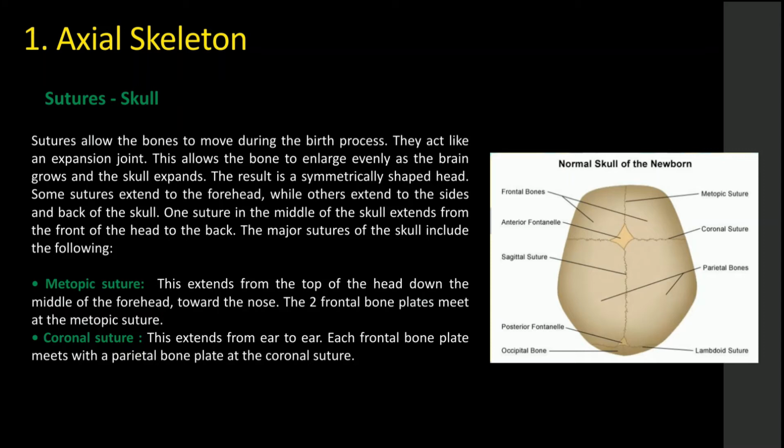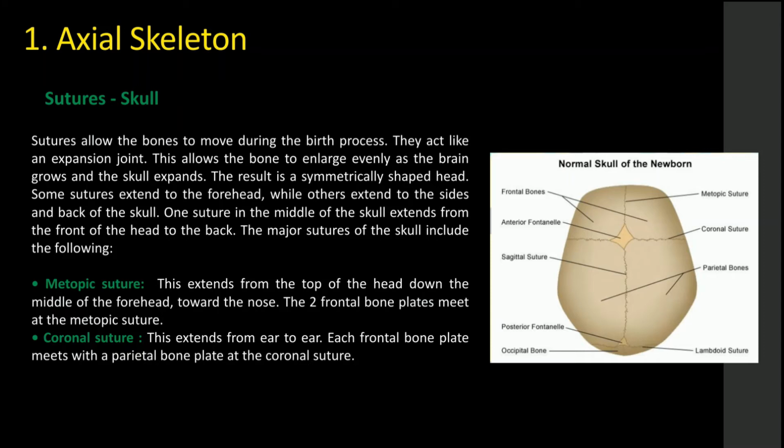They act like an expansion joint. This allows the bones to enlarge evenly as the brain grows and the skull expands. The result is a symmetrically shaped head. Whatever we get in the end will be a symmetrically shaped head. That would be the result. Some sutures extend to the forehead while others extend to the sides and back of the skull.